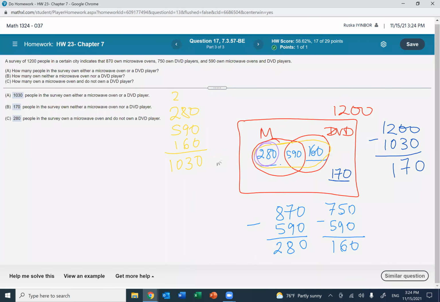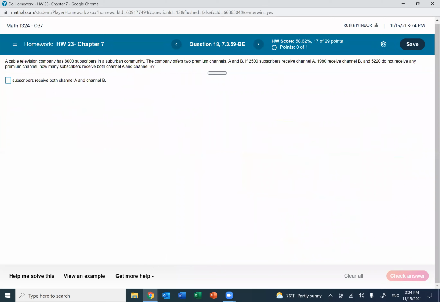And then going to the next question. The next question is about sets A and B again, and pretty much doing the same. Cable TV has 8,000 subscribers in a suburban community. The company offers premium channels A and B. If 2,500 subscribers receive channel A, 1,980 receive channel B, and 5,020 do not receive any premium channel, how many subscribers receive both?